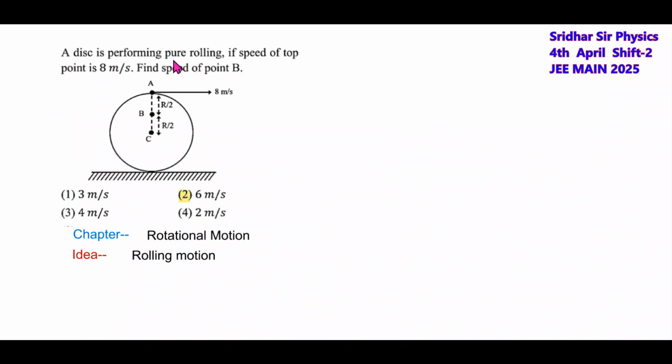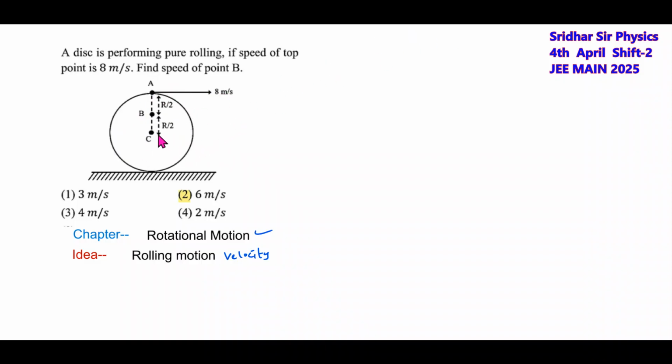The circular disc is performing pure rolling. The speed of the top point is 8 meters per second. Find the speed of point B. This chapter belongs to rotational motion. Here we are discussing the velocity in pure rolling. The disc is in pure rolling, and the topmost point has a speed of 8 meters per second.